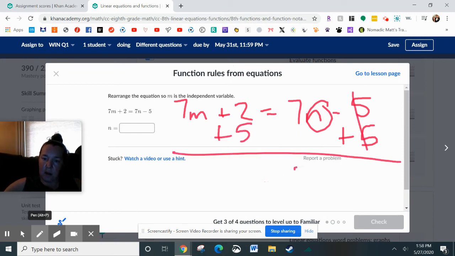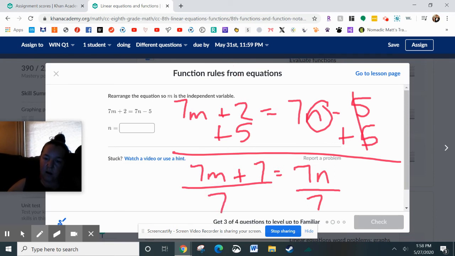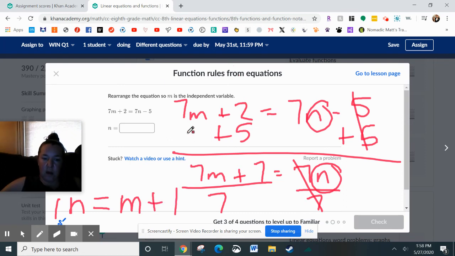Great. I get 7n over here. I get 7m plus 7 over here. Now, I need to divide by 7 to get n by itself. I'm going to divide the other side also by 7. And when I do that, we get n equals, n is by itself now. 7 divided by 7, I could put a 1 in front of it, but we just say n. 7m divided by 7 is just m. And 7 divided by 7 is just 1. So n should equal m plus 1.